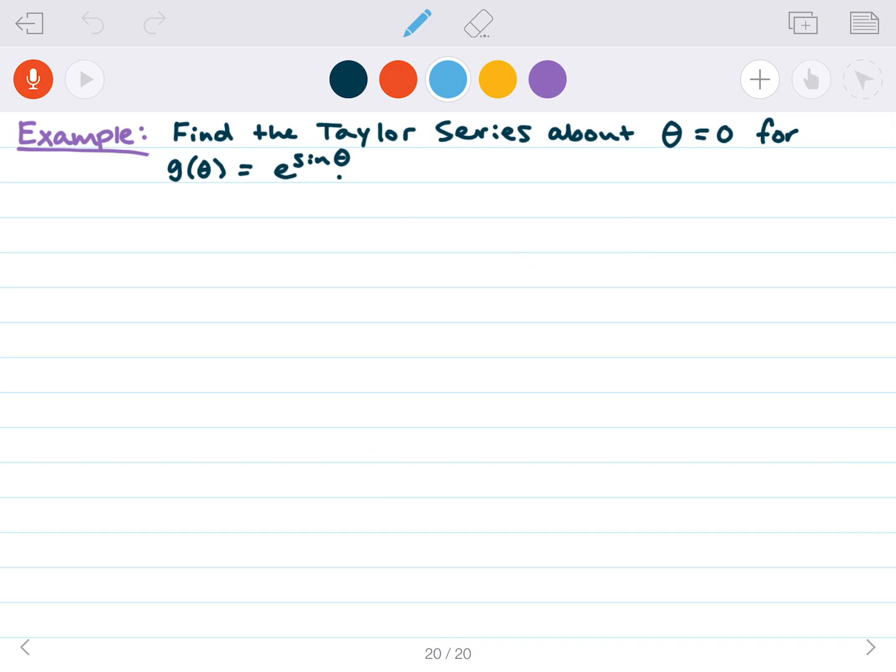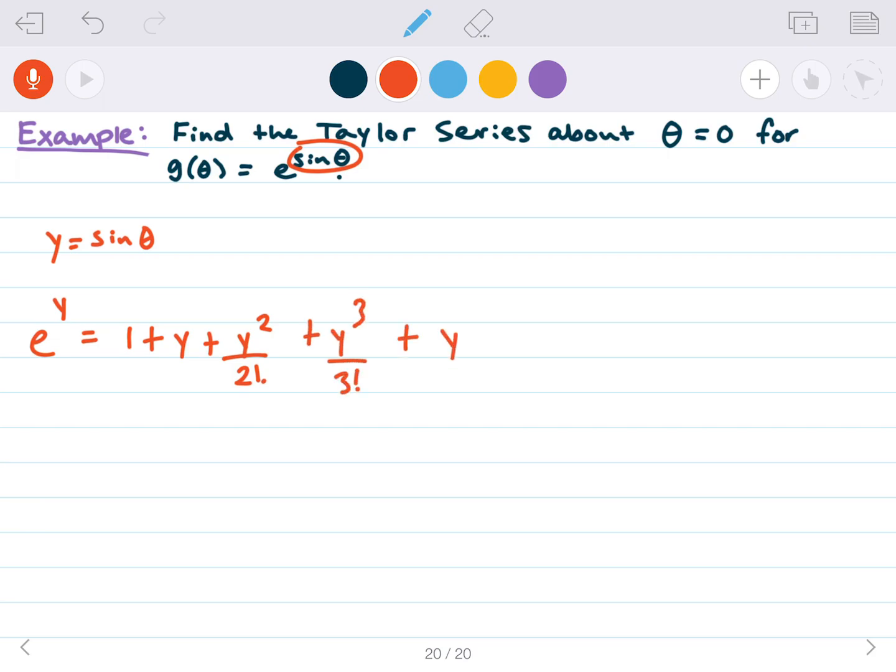Let's do one more example. Find the Taylor series about theta equals 0 for g of theta equals e to the sine theta. So how are we going to deal with this? Well, the first observation we can make is that we can do a substitution. We can say, let y equal sine of theta, or x, or whatever variable you want. And so our Taylor expansion for e to the y is going to be 1 plus y plus y squared over 2 factorial plus y to the third over 3 factorial, and so forth and so forth.